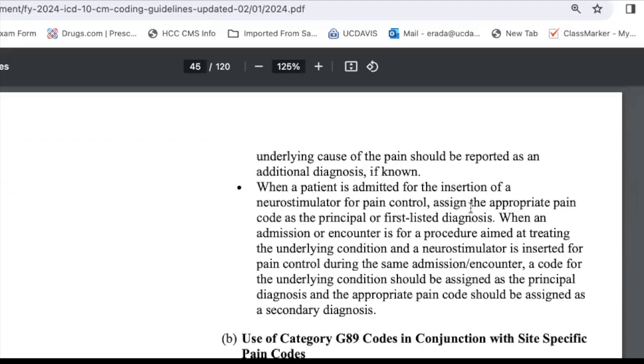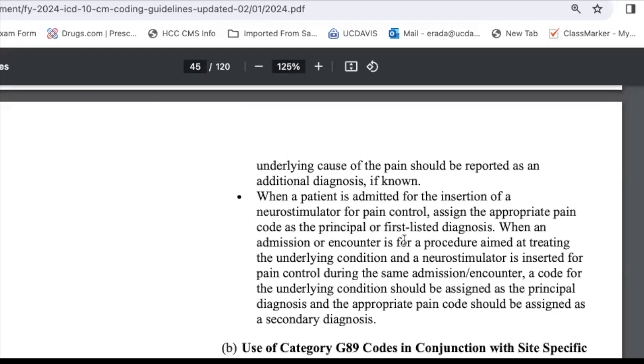When a patient is admitted for the insertion of a neurostimulator for pain control, assign the appropriate pain code as a principal or first listed diagnosis. When an admission or encounter is for a procedure aimed at treating the underlying condition and a neurostimulator is inserted for pain control during the same admission or encounter, a code for the underlying condition should be assigned as a principal diagnosis, and the appropriate pain code should be assigned as a secondary diagnosis.